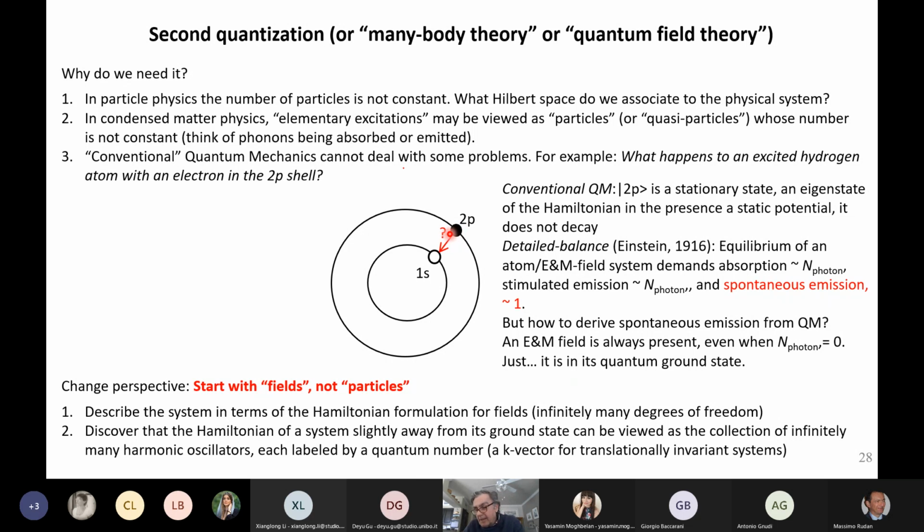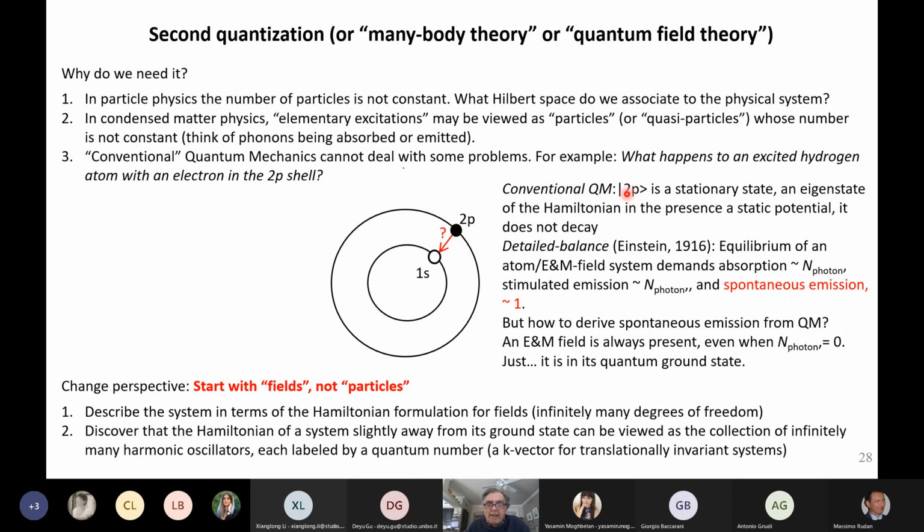And invariably everybody says, hey, it decays. This electron decays from the 2p state to the 1s state. And I said, wrong. I mean, right, yes, we know that that's what happens. But knowing what you know from conventional quantum mechanics, this shouldn't happen.